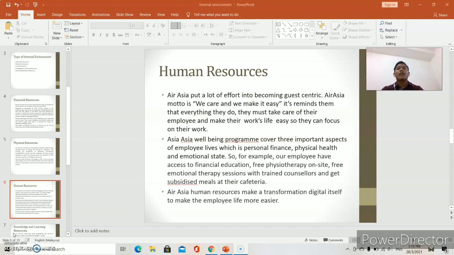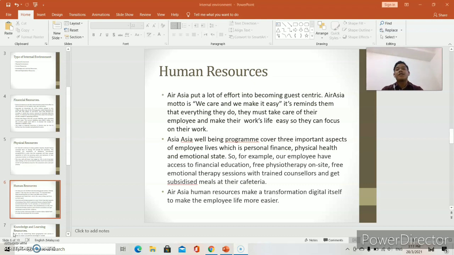AirAsia's Wellbeing Program covers three important aspects of employees' lives, which are personal finance, physical health, and emotional state. So, for example, our employees have access to financial education, free psychotherapy on site, free emotional therapy sessions with a trained counselor, and get subsidized meals at their cafeteria.